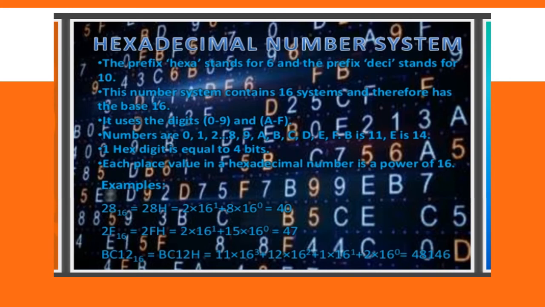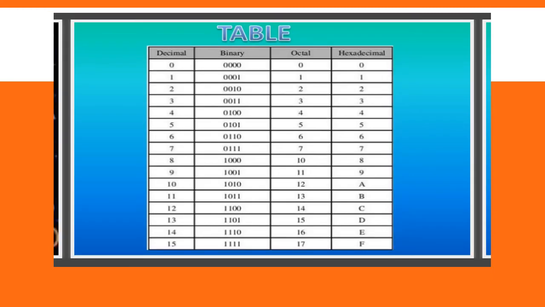A hexadigit is equal to 4 bits. Each place value in a hexadecimal number is a power of 16. Some examples are given: 28 base 16, 2F base 16, BC12 base 16. This table is showing decimal number system, binary number system, and octal and hexadecimal number system conversion.